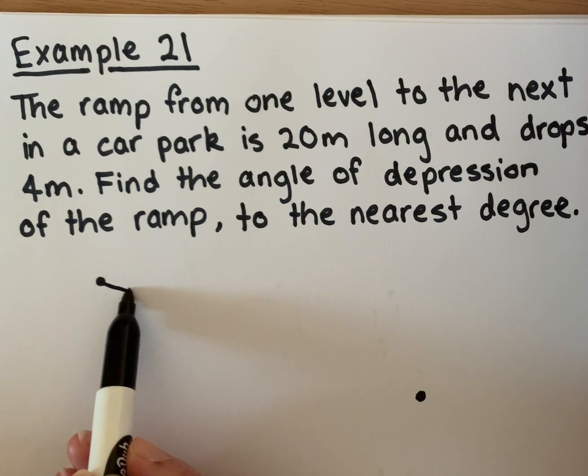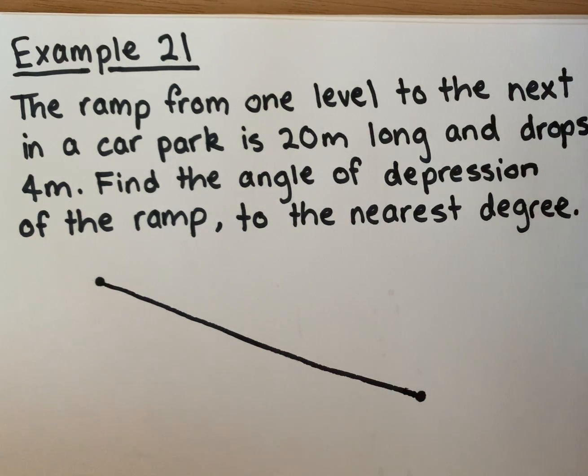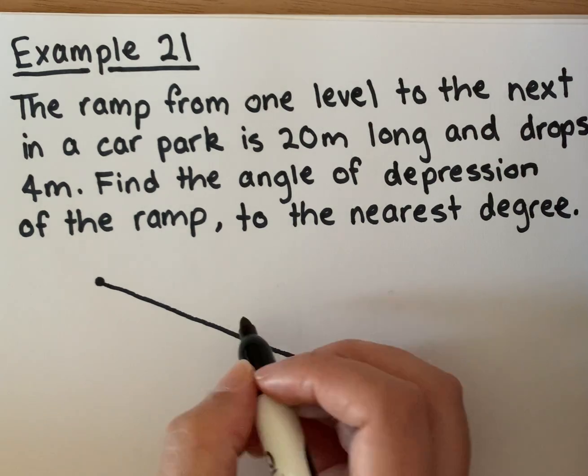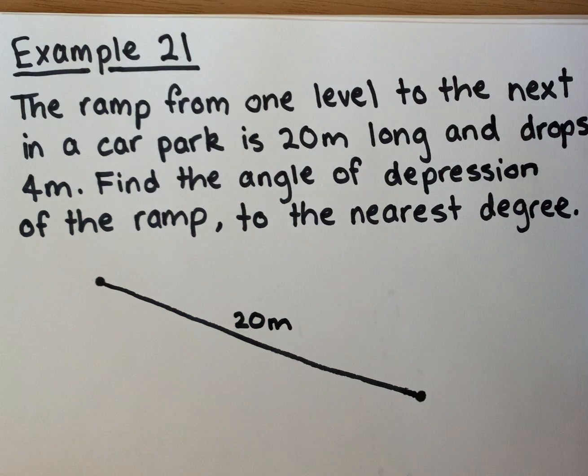And here's our ramp. Let's draw a ramp. Could be going up if you're standing down here. Could be going down if you're standing up here. And it's 20 meters long. So we can label that 20 meters. And it drops 4 meters.